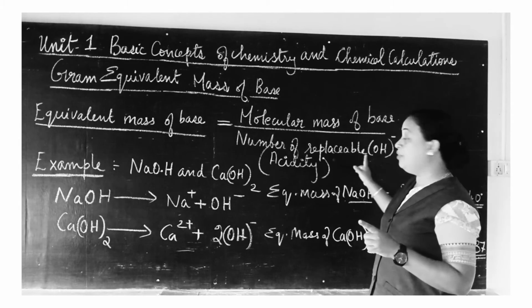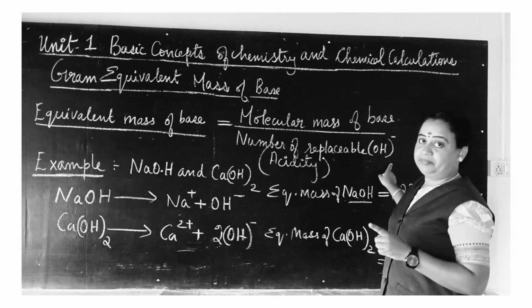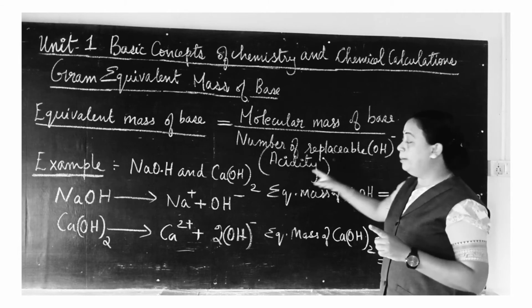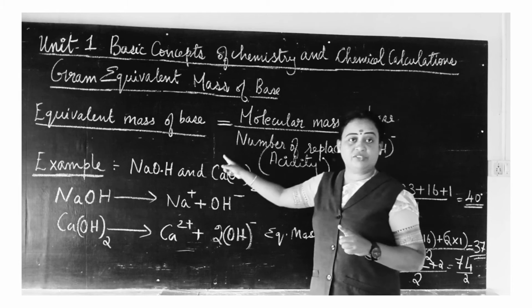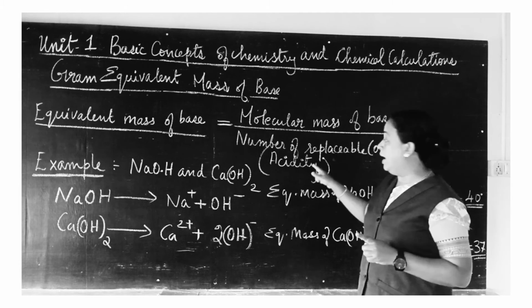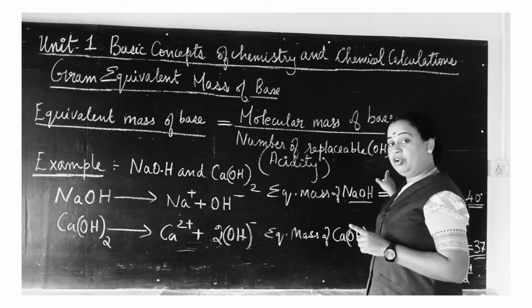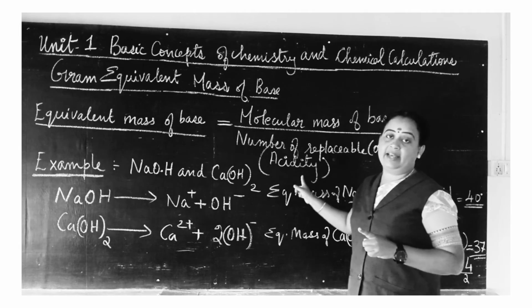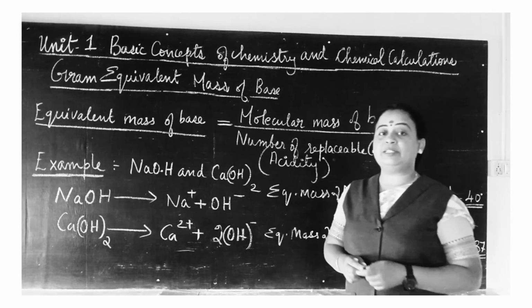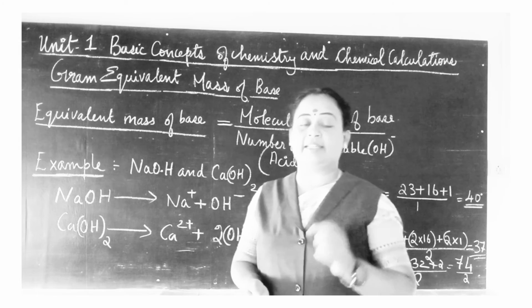The equivalent mass of an acid is the molecular mass of the acid divided by the number of replaceable H plus ions, hydrogen ions, that is the basicity. Whereas the equivalent mass of a base is the molecular mass of the base divided by the number of replaceable hydroxyl ions, OH minus ions, that is the acidity. That's the difference between the equivalent mass of an acid and a base.